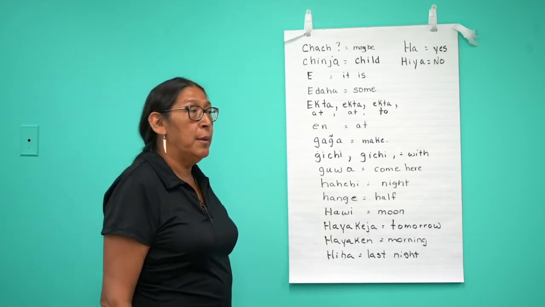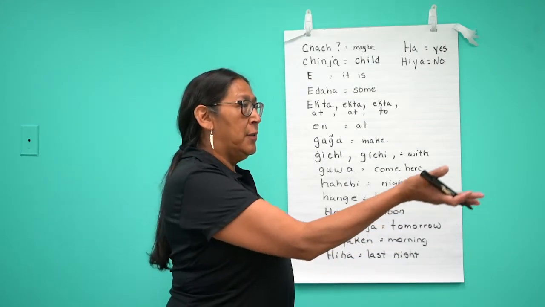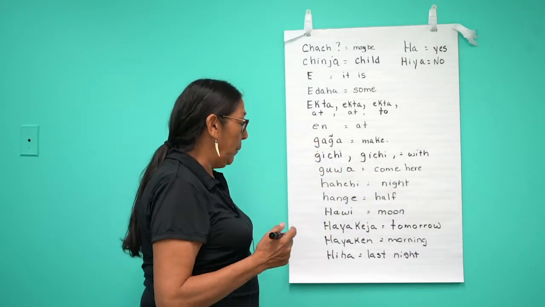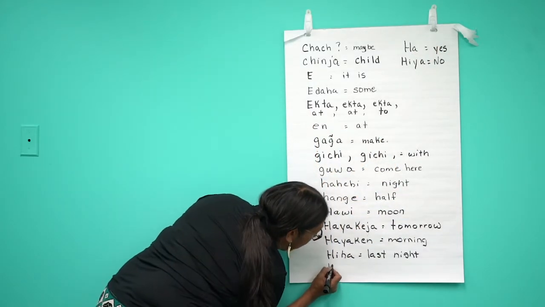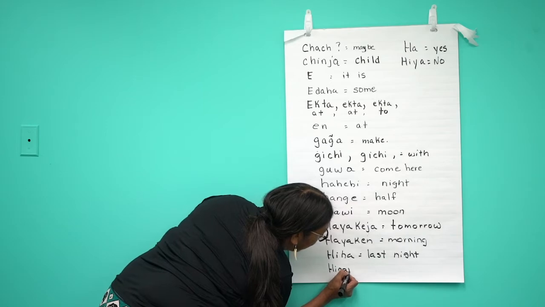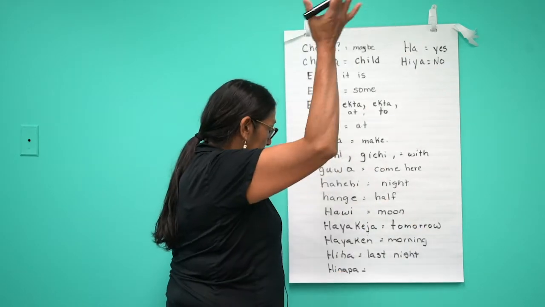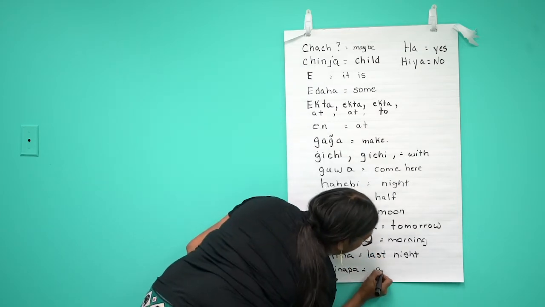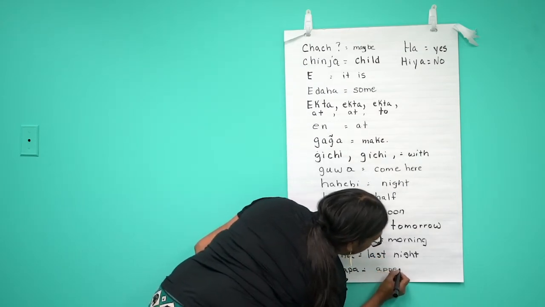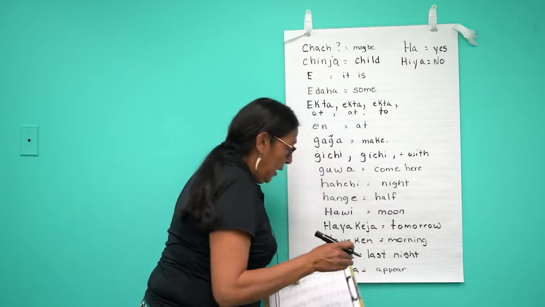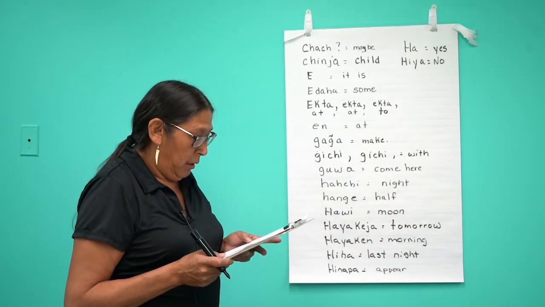Hinapa. You know, we hinapa. It's when the sun's coming up. Hinapa means to appear. And I believe that's why they say we hinapa when the sun is rising. This means to appear.